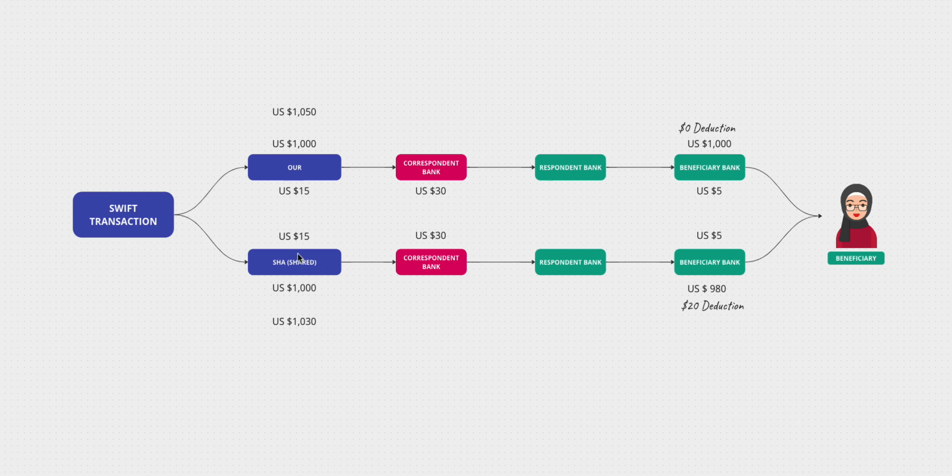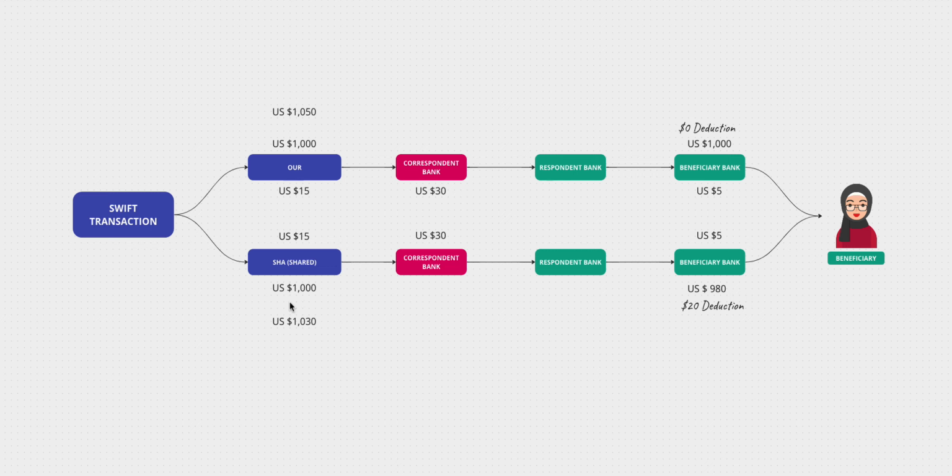If we do shared cost, then we are taking our cost, which is 15. We're taking half of the correspondent cost, which is 15. So 15 plus 15 is 30. So we are paying 1,030. And then there's 15 plus 5, which is 20. And that is being deducted by the beneficiary bank.